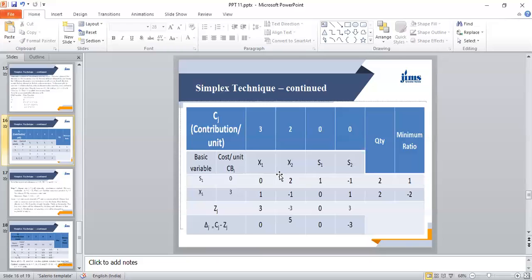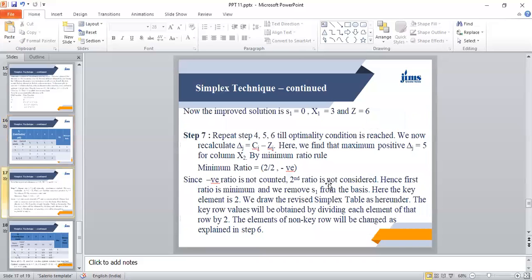In the next table, S1 will be replaced by X2. Key row means that this variable will go out, this is an outgoing variable, and key column means this is an incoming variable. X2 will come in the next solution, and new values in the key row will be the old values divided by the key element. So 0 divided by 2 is 0, 2 divided by 2 is 1, 1 by 2, minus 1 by 2, quantity 2 by 2 is equal to 1. The minimum ratio will change. So first let us go to the next table.